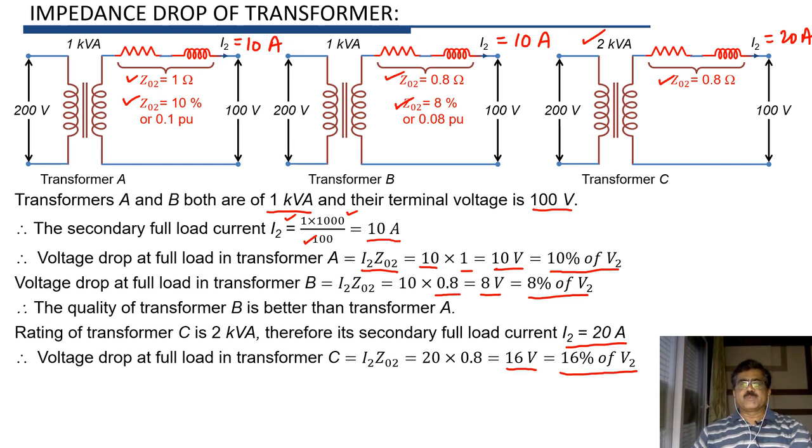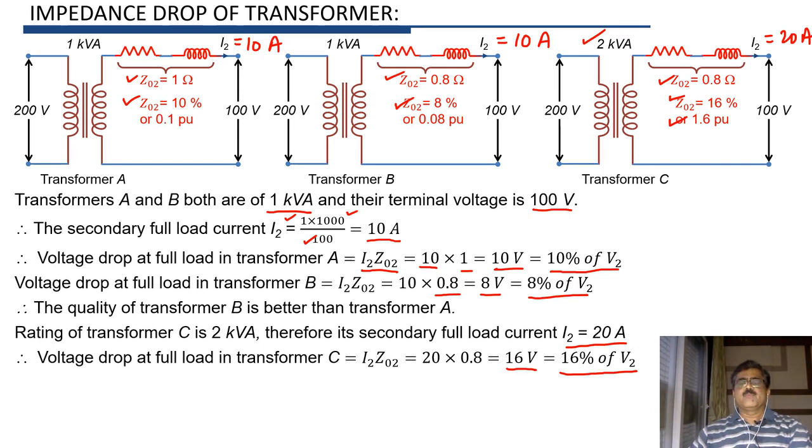So if you want to express the impedance of transformer C in percentage, then it will be 16%, or it is equal to 1.6 per unit. And if you compare the ohmic values of impedance of transformer C and transformer A, we cannot directly judge its performance, because the rating of transformer A is 1 kVA, whereas the rating of transformer C is 2 kVA. But if you compare the percentage impedance of transformer C and transformer A, you can easily judge the performance.